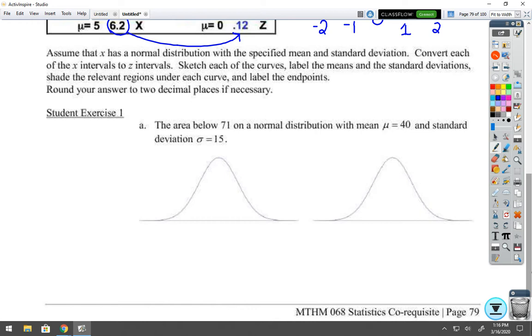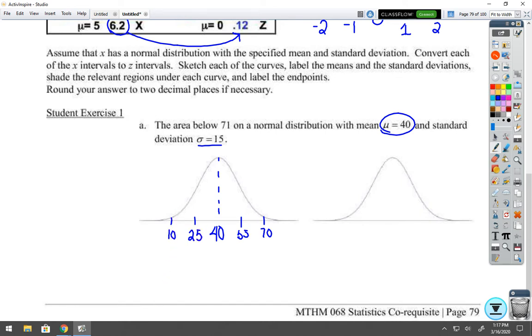It says we'd like to have the area below 71 on a normal distribution, with a mean of 40 and a standard deviation of 15. All right, well, on the left-hand curve, we're going to start with the standard distribution. Because we have a mu value of 40, we're going to start with 40. We know that our standard deviation is 15, so right away, 55, and I'm going to move to 70. I'm going to go down to 25, and I'm going to go down to 10.